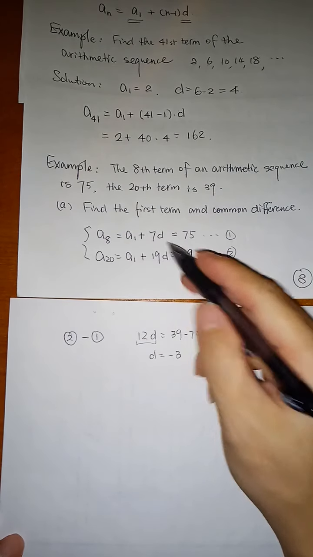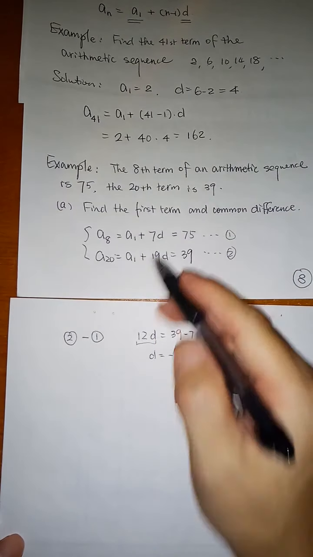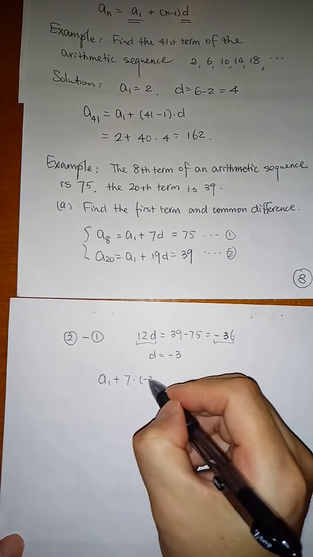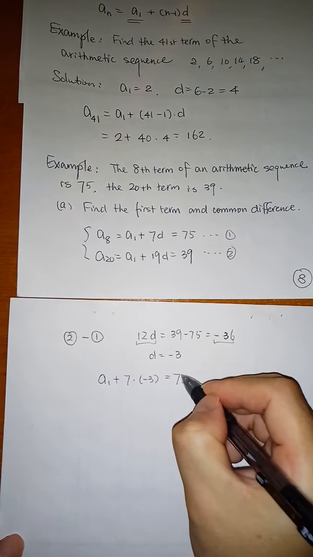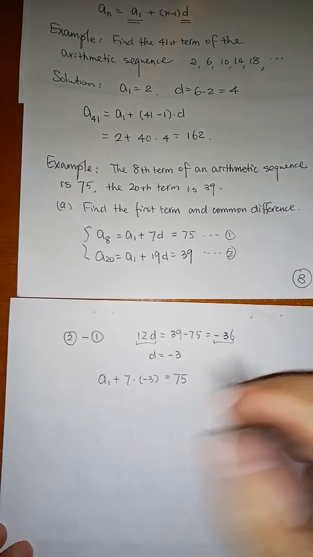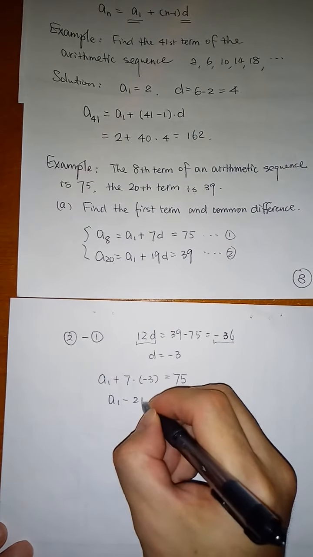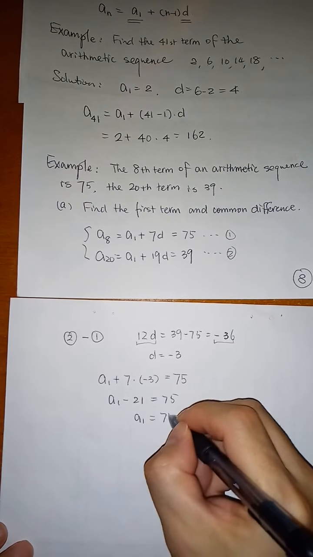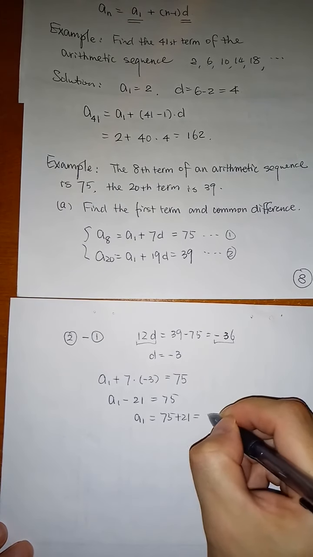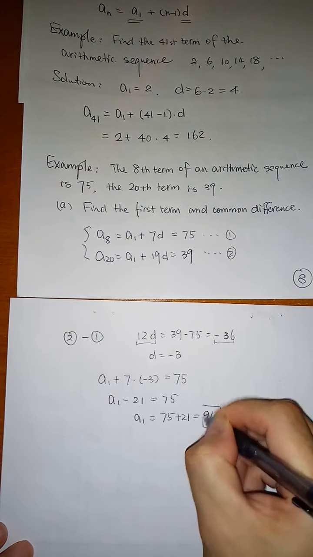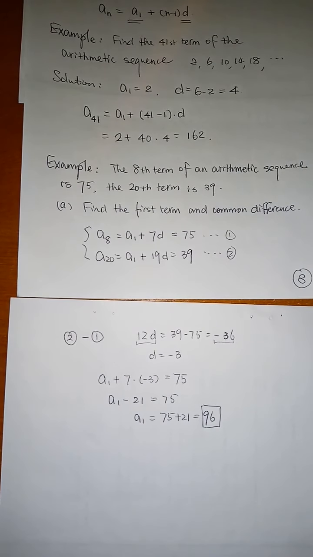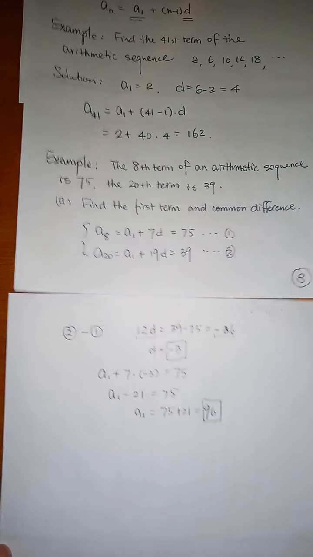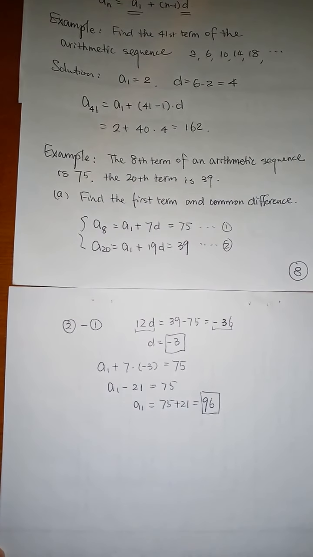You get D equal to negative 3, you go back to the first equation. A1 plus 7 times negative 3 is equal to 75. So A1 minus 21 is 75. So A1 is 75 plus 21, which is 96. So D is negative 3, A1 is 96.